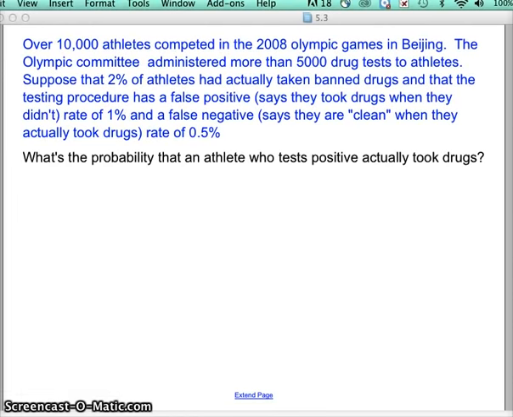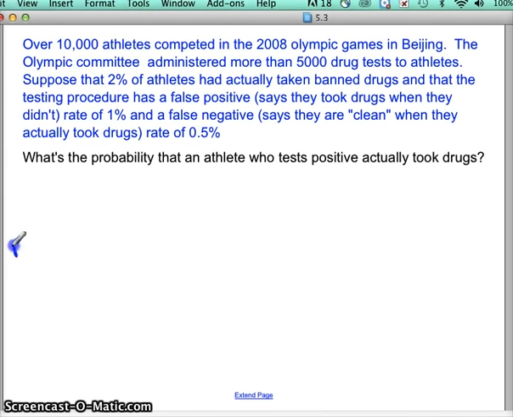So this first one talks about athletes and drug tests. It says, suppose that 2% of athletes had actually taken a banned drug and that the testing procedure had a false positive rate of 1% and a false negative rate of 0.5%. We're supposed to find the probability that an athlete who tests positive actually took drugs. It's really hard to focus all this information and find the probability just by looking at the problem. So a tree diagram can be very, very helpful in organizing your information.